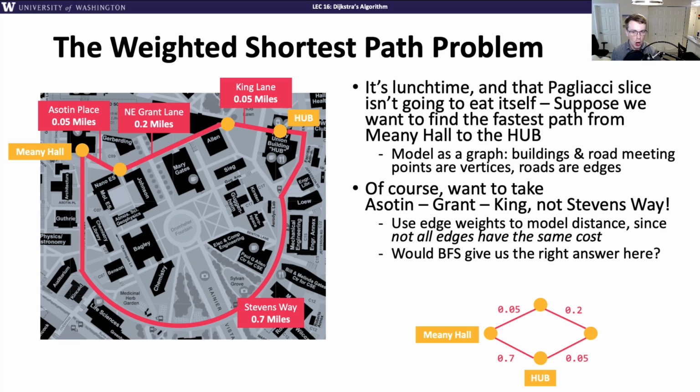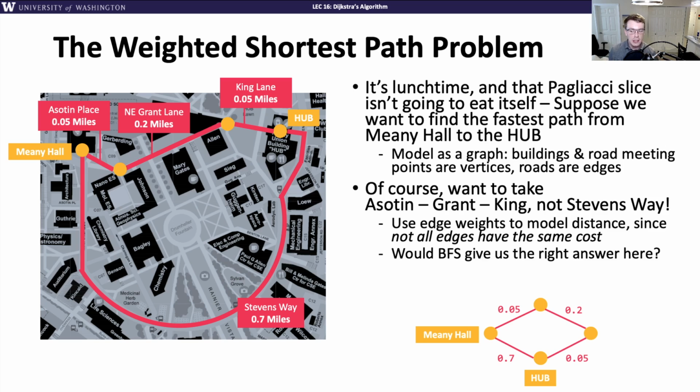Suppose you're at Meany Hall and it was about lunchtime and you're trying to get to the hub as fast as you can to get some of that sweet, sweet Pagliacci pizza. Now, sometimes I do this because I'm curious, look at Google Maps to try to find what's the fastest route, but maybe you can try to do it in your head. You could just look at a map and try to figure this out.